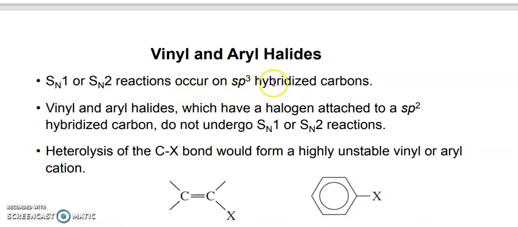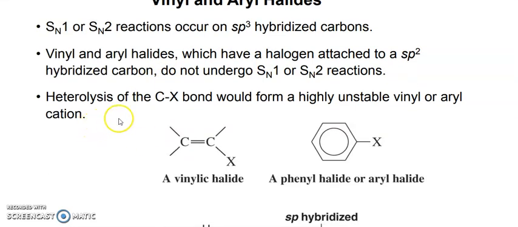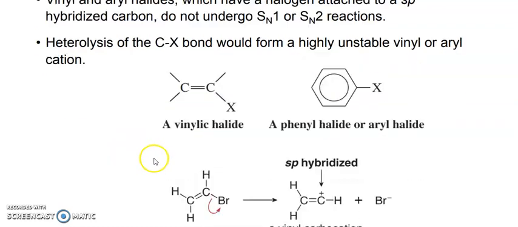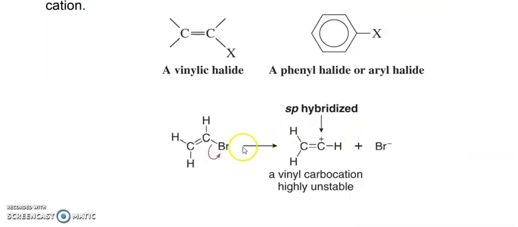Now, vinyl and aryl halides. SN1 or SN2 reactions occur on sp3 hybridized carbon. Vinyl and aryl halides, which have a halogen attached to an sp2 hybridized carbon, do not undergo SN1 or SN2 reactions. Heterolysis of the C-X bond would form a highly unstable vinyl or aryl cation. So vinyl halides, phenyl halides or aryl halides: you can see here sp hybridized carbon after breaking of the carbon and Br bond, Br minus and carbon with a positive charge, a vinyl carbocation, highly unstable.